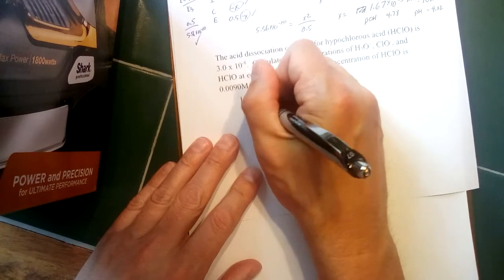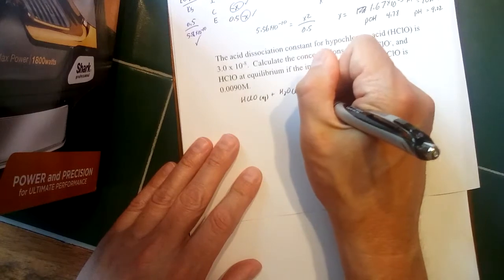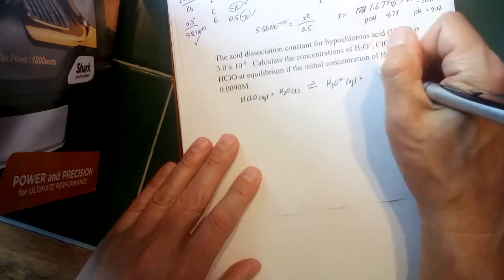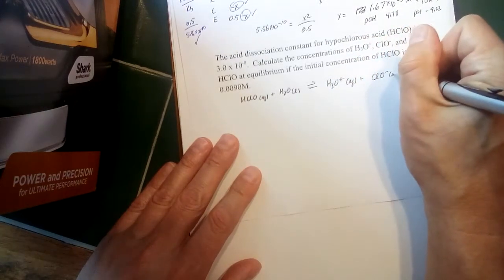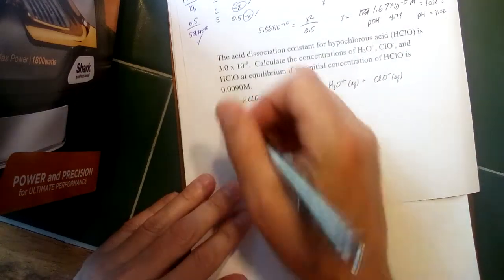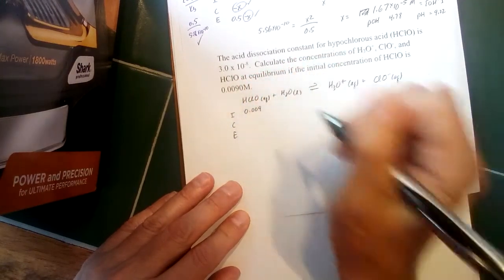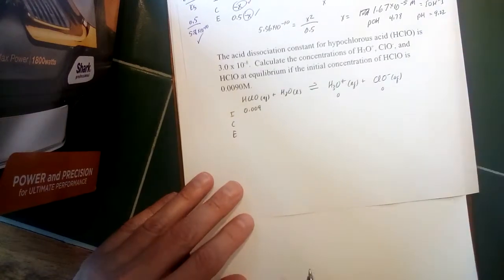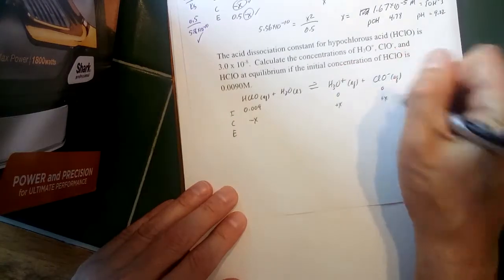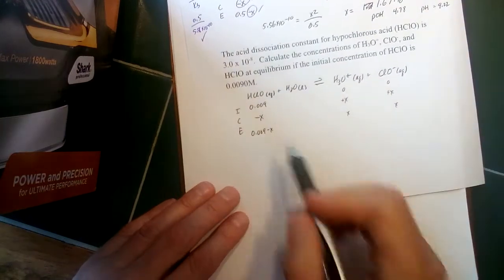So since we know this is a weak acid, we should be able to write out the reaction a weak acid would undergo. It would protonate the water, right? And that would leave the conjugate base, which is your hypochlorite ion. In our ICE chart, we know the initial concentration, 0.009. Everything else would be 0. So as we approach equilibrium, we'll lose some of the reactant. We'll gain each of the products.